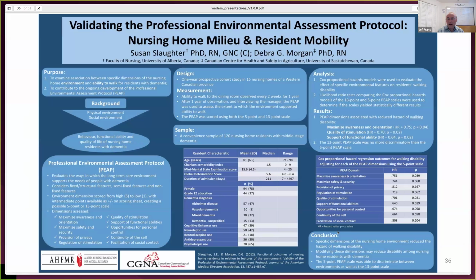Okay, so here is an example of another poster from the Faculty of Nursing from our university. Conclusions, right? So here the title is Validating the Professional Environment Assessment Protocol. Conclusions. Specific dimensions of the nursing home environment reduce the hazard of walking disability. Modifying these dimensions reduce disability among nursing home residents. And the 5-point scale was able to discriminate between environments as well as the 13-point scale.